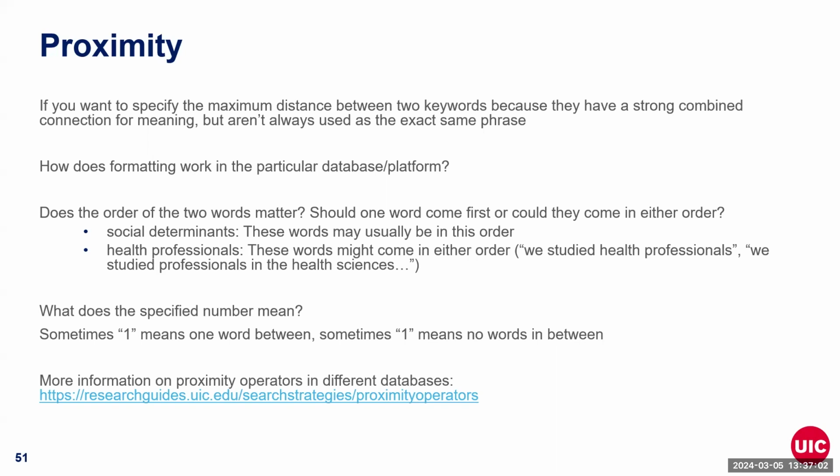It's also good to pay attention to what the specified number means between the words. Sometimes one means 1 word between, and sometimes one means no words in between, but they're right next to each other. And for those interested, we have more information on proximity operators in different databases available on one of our LibGuides. And you're also always welcome to talk to a librarian about something like that.